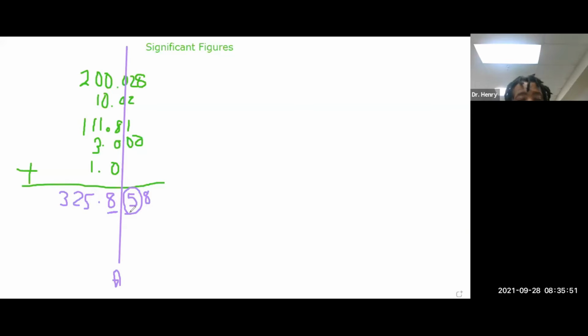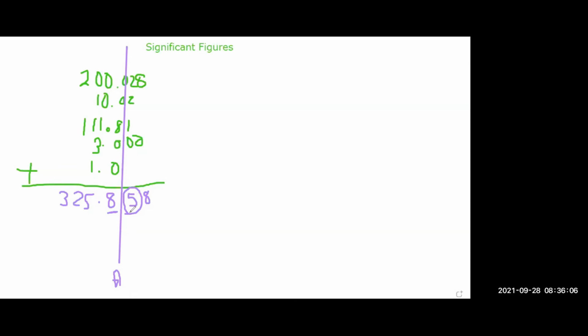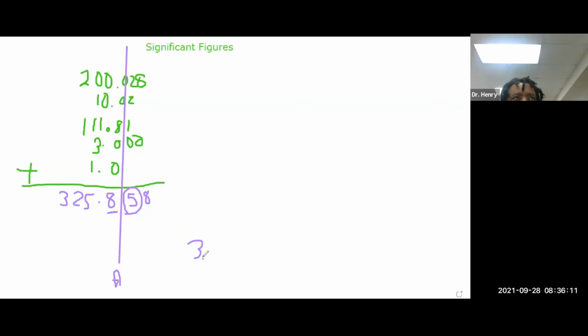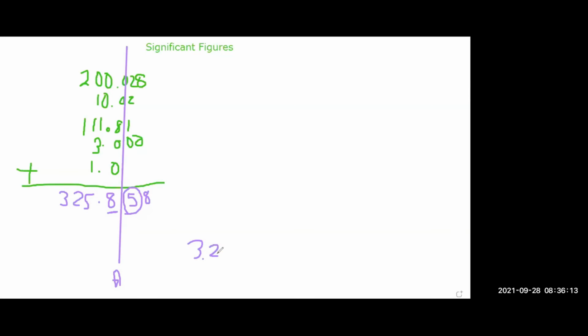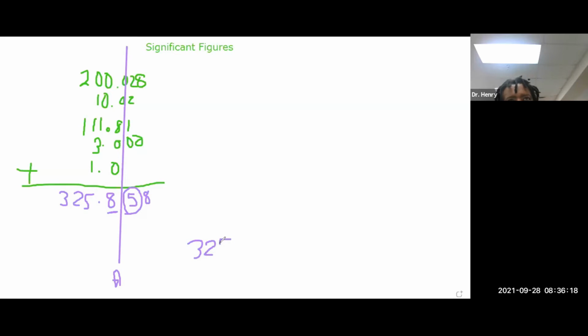Okay, so if it's greater than 5, we round up. If it's exactly 5 and there are no numbers following it, we leave it alone. Okay, so in this case, are we going to round up or are we going to leave it alone? You're going to round up. I'm going to round up. So my answer is going to be 3.25.8. You said round up, my bad, 0.9.